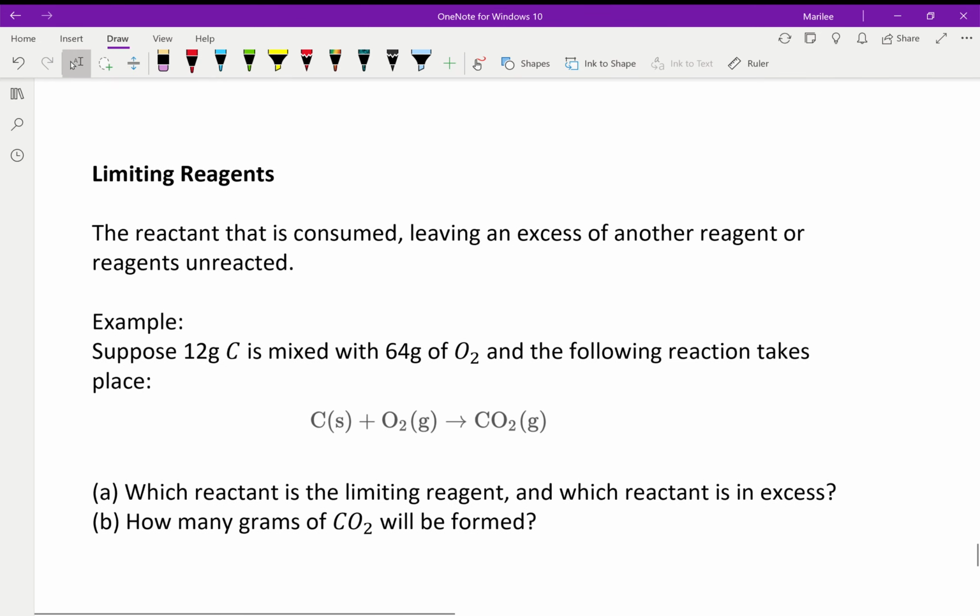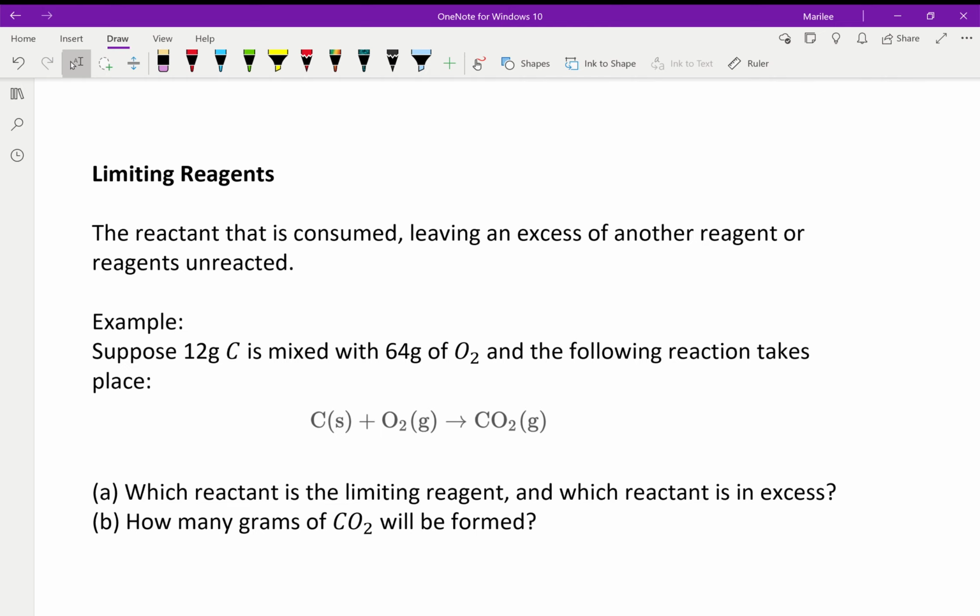Now I'm going to go over the limiting reagent. So a limiting reagent is the reactant that is consumed, leaving an excess of another reagent unused. So the limiting reagent is whatever is used up first, and then you have leftover of something else.